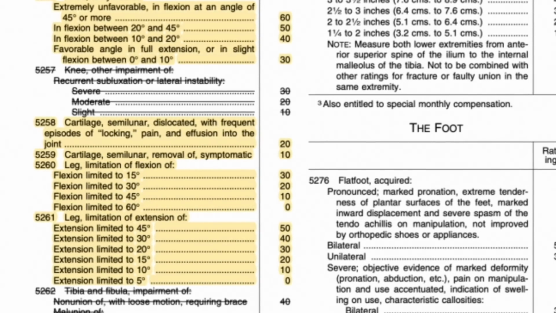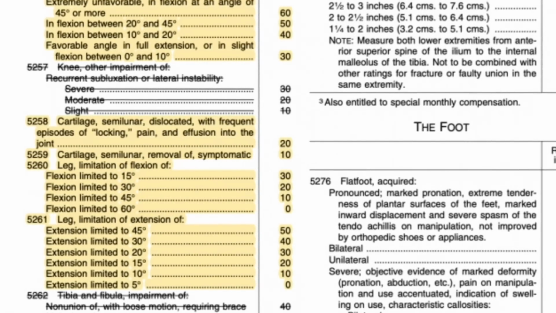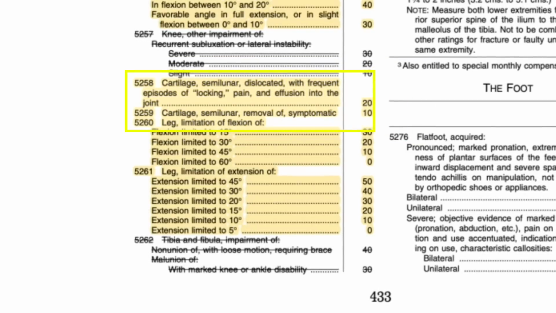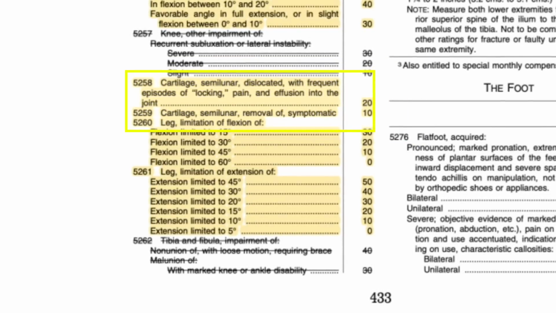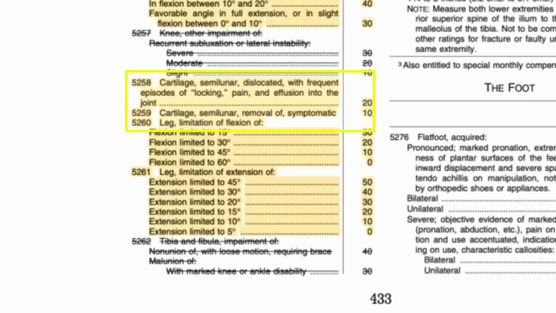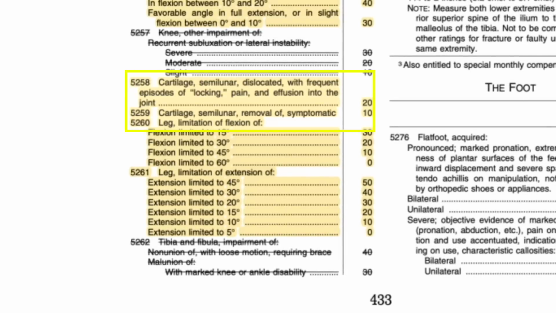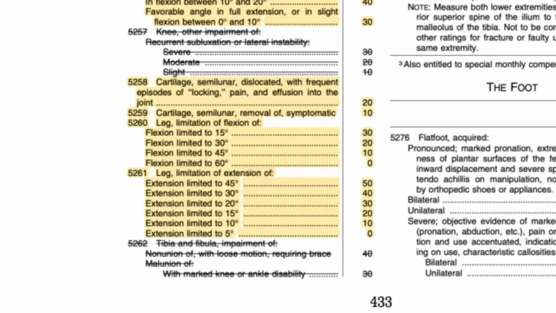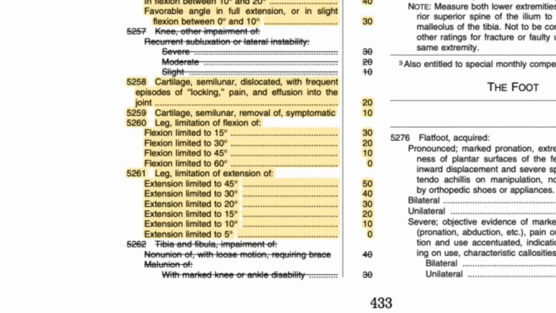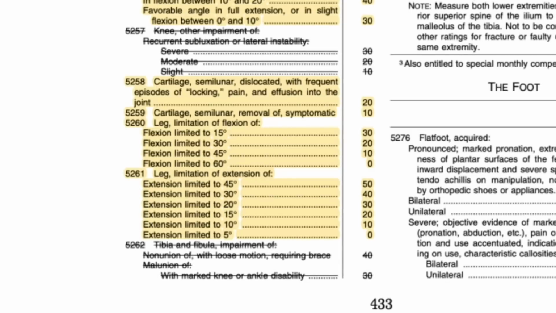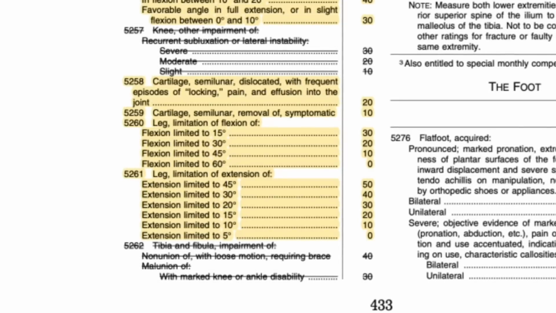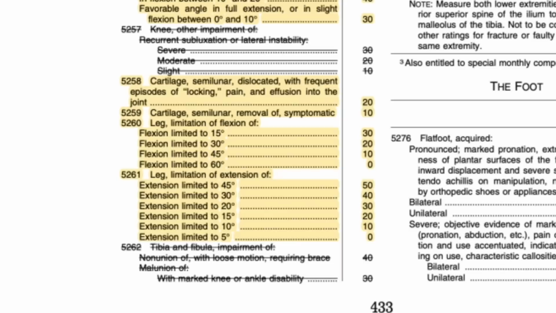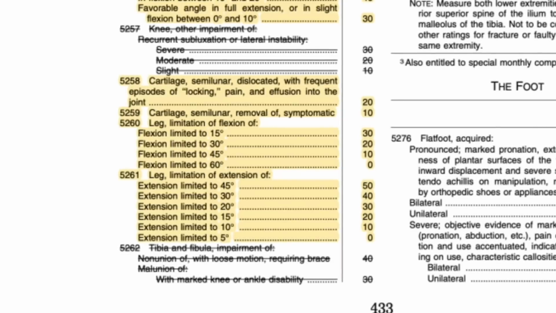The stuff that stayed the same, didn't change in February, would be the ratings for cartilage, 5258. You can get a 20% for that. Or if your cartilage is removed, you can get a 10% rating. So you might be wondering, okay, they removed my cartilage, isn't that worse? Well, no. Once they remove it, you actually have some relief of your symptoms, because when the cartilage is in there, it's kind of gumming up the works.